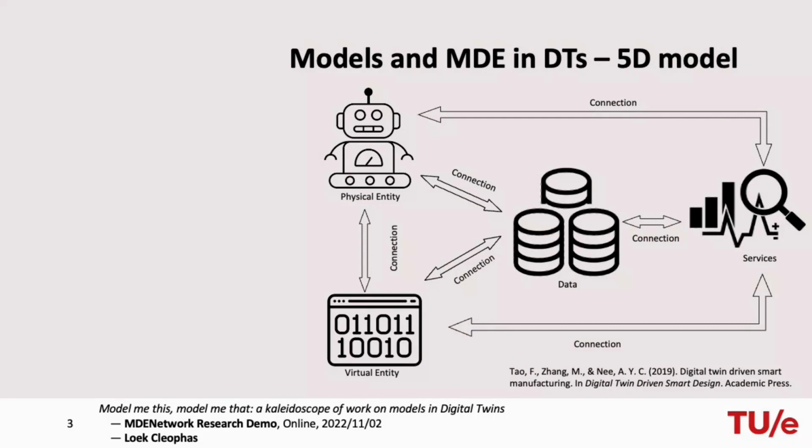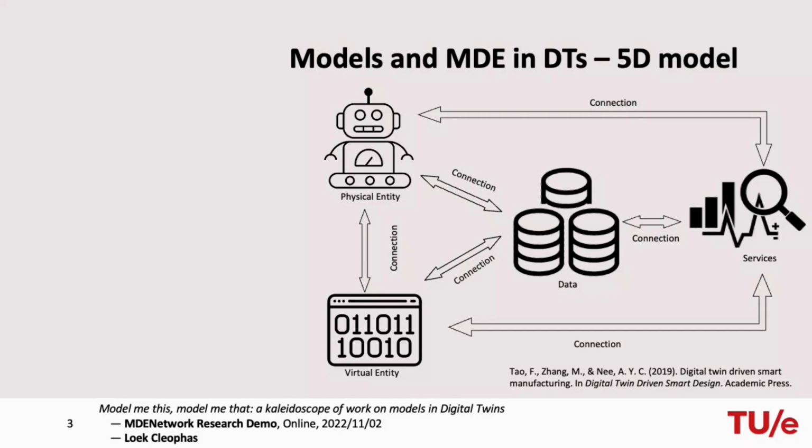So let's start with this 5D model of digital twins at a conceptual level. This is a model due to Tao et al. You see the reference on the slide here. And it considers digital twins to be made up of 5 components. One is the physical entity or actual system. The other is the virtual entity, which mimics the physical entity or system.